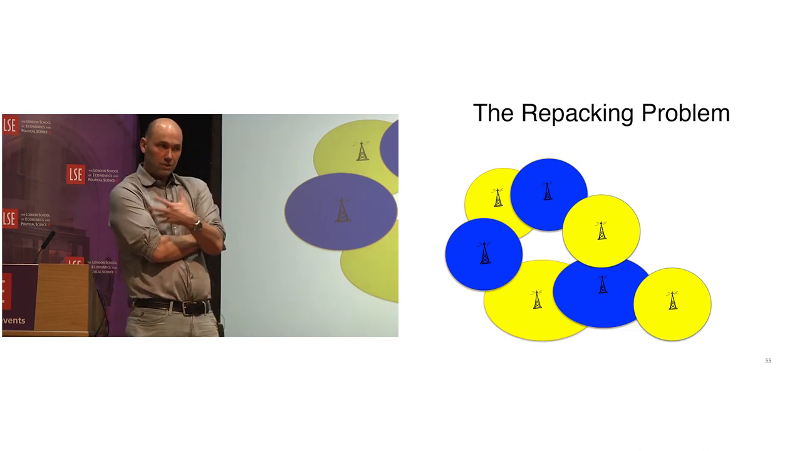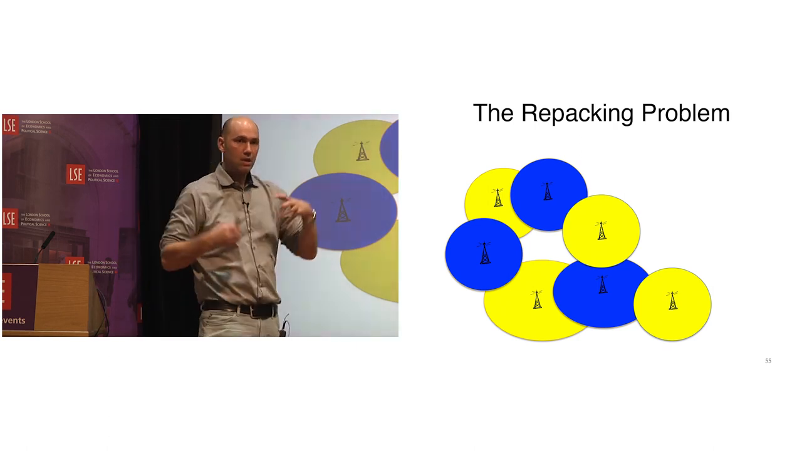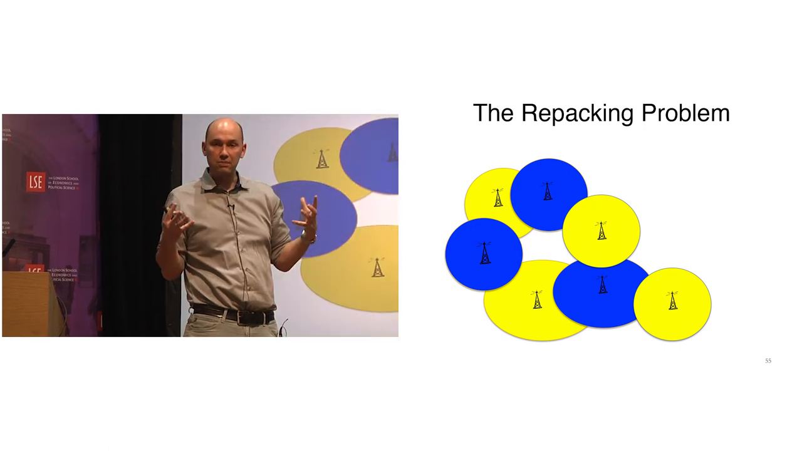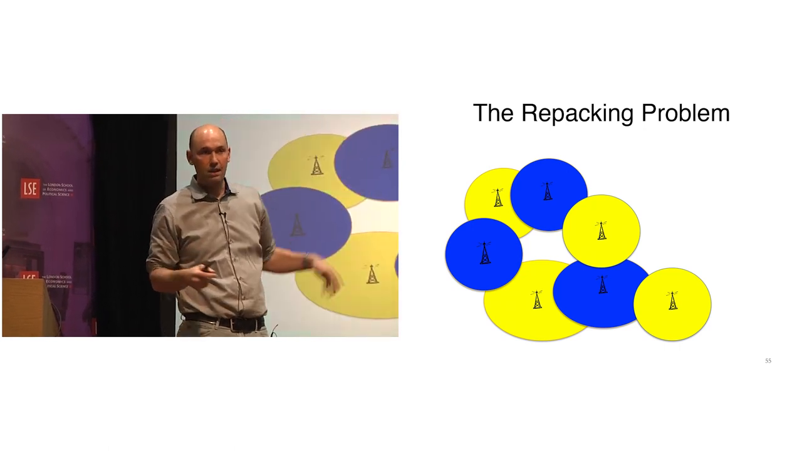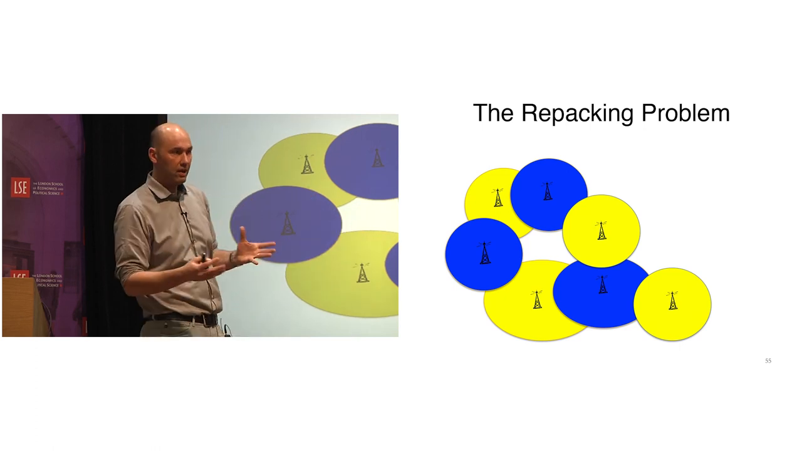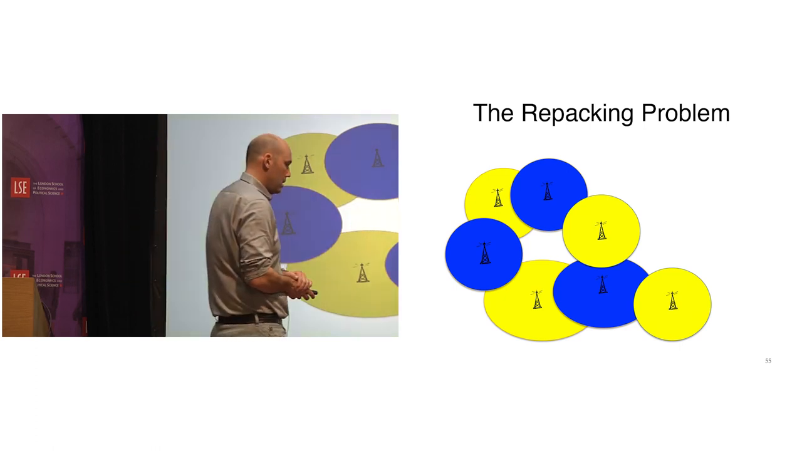Okay? So that's what this auction has to keep track of. The stations that stay on the air, it should be possible to assign them channels or colors if you like, so that you use a small number of channels or small number of colors and without any interference.